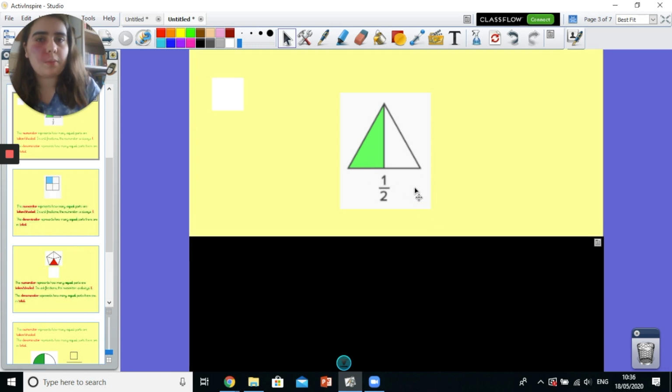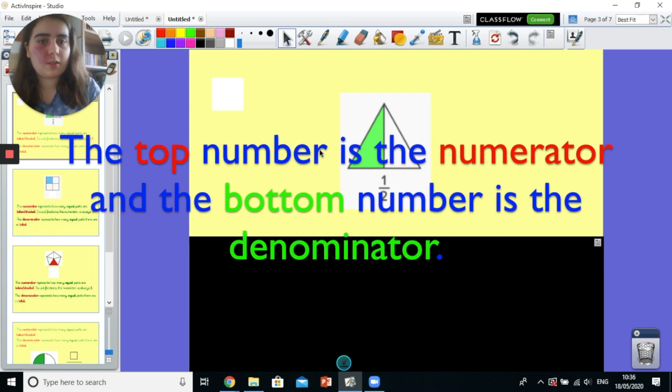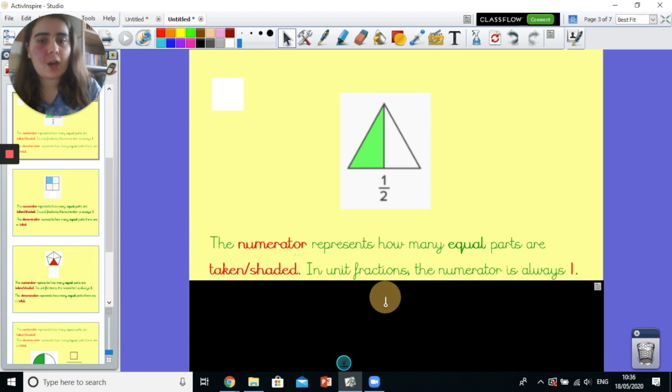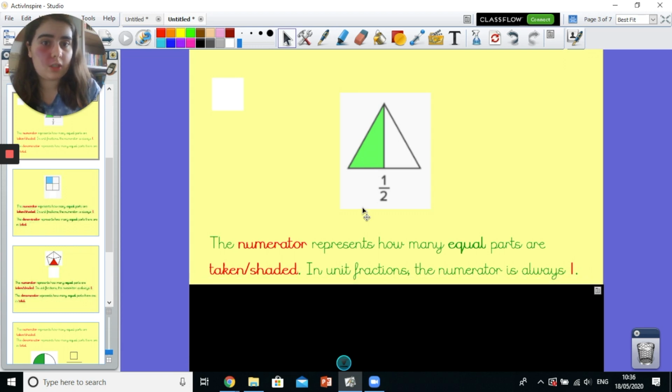Can you remember what the top number and the bottom number are called in the fraction? The top number is our numerator, and that represents how many parts are taken or shaded. So you can see in this triangle, 1/2, or 1 out of 2 parts, is shaded. So our numerator is 1. And in unit fractions, the numerator is always 1. A unit fraction means when one part has been taken or shaded.